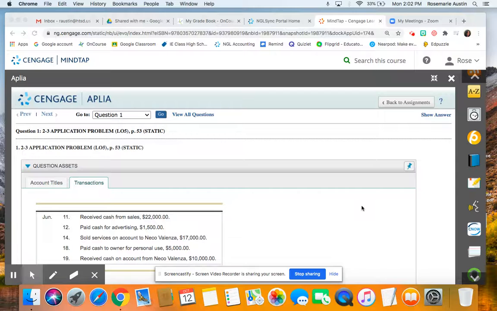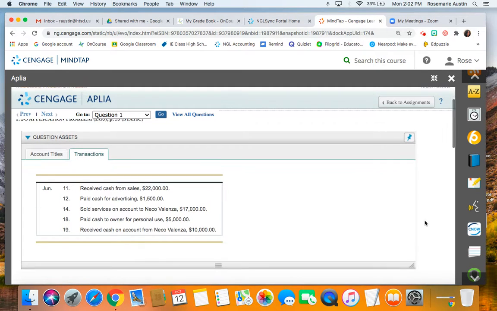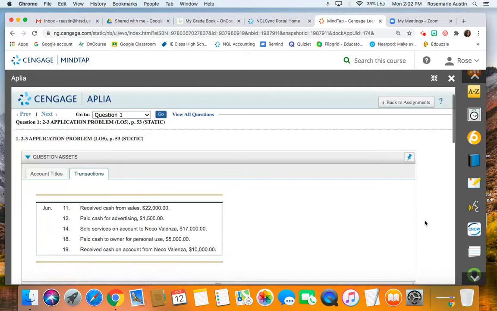Hi everyone, I'm going to take you through application problem 2-3. In case you're working on this for tonight, it's due by midnight. And if you need a little guidance, you can take a look at this, which obviously you already are, so if you're listening. All right, so 2-3 is very similar to 2-2.